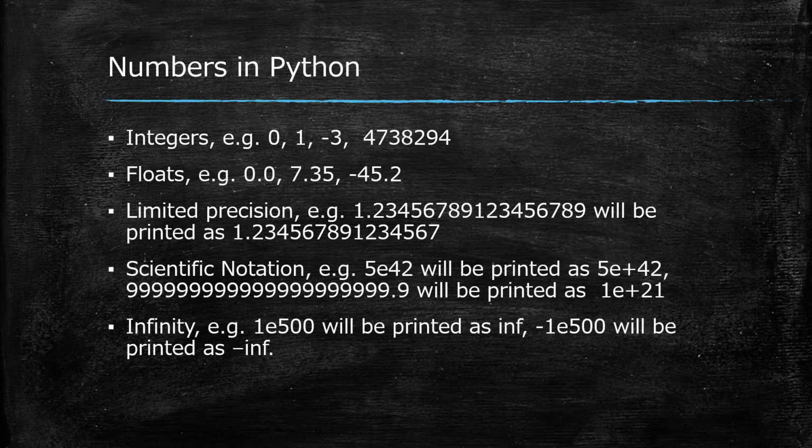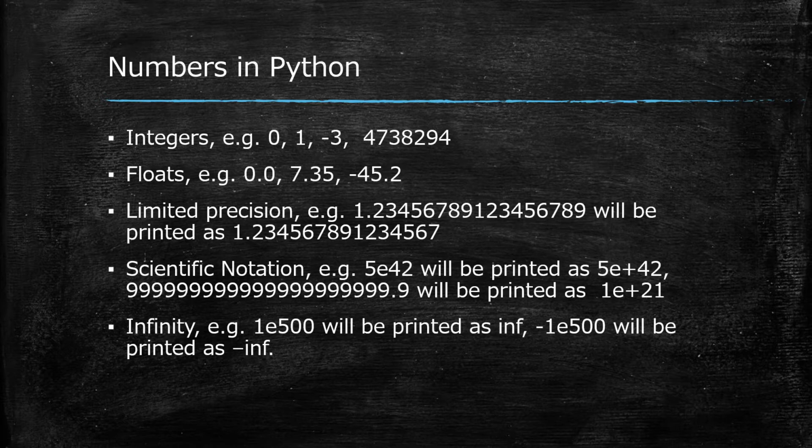Also, it is possible for you to use scientific notation, and Python can give you back scientific notation as well. For example, 5e42 means 5 times 10 to the positive 42nd power. They can also be negative, like 5 times 10 to the negative 42nd power.